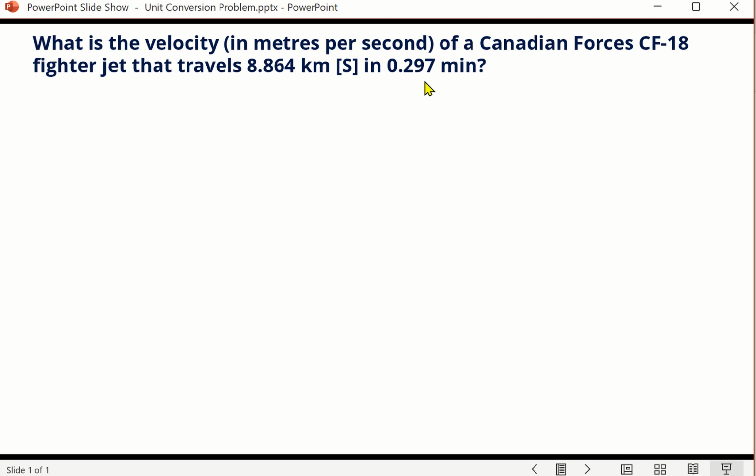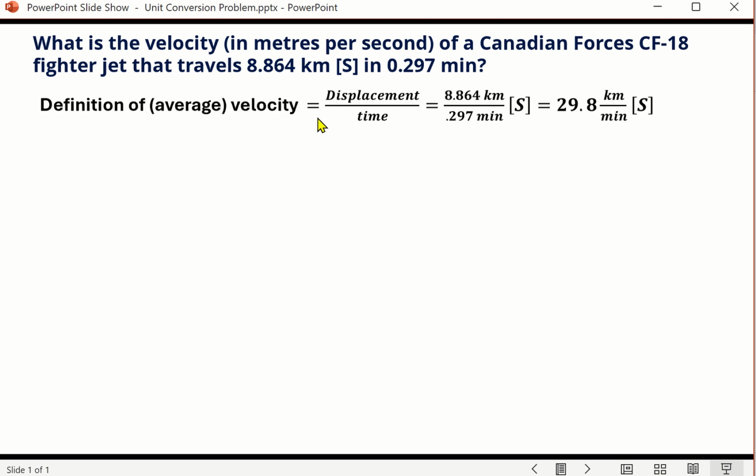You notice one thing: whoever wrote this problem was a little imprecise, because really what they're asking for is the average velocity, not the instantaneous velocity, because they're giving you the total distance traveled and the total time. So, what is the definition of the average velocity? The definition of the average velocity is the displacement divided by the time, which in this case is 8.864 kilometers divided by 0.297 minutes in the southerly direction. And those numbers work out to 29.8 kilometers per minute.